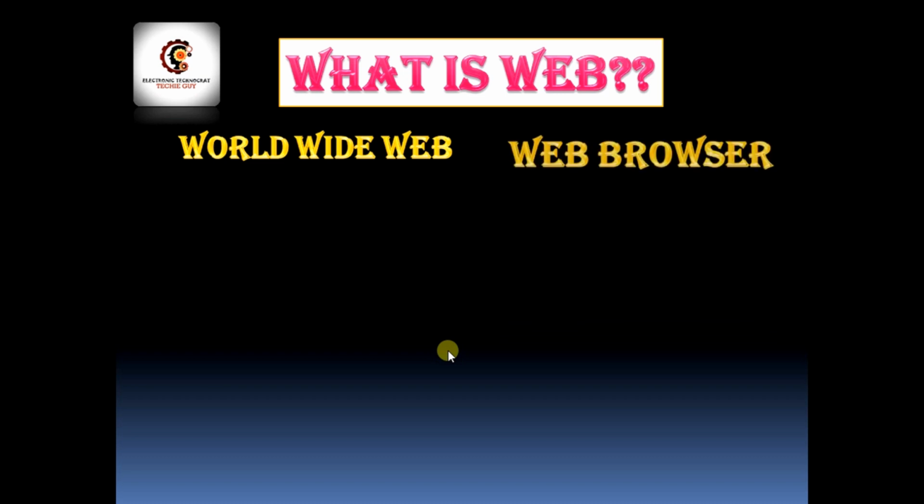The next word is web browser. Once you are connected to the internet, you can access and view websites using a type of application called a web browser. Can anyone tell me some examples of a web browser? That's correct. Google Chrome is a web browser, Opera is a web browser, Mozilla Firefox is a web browser, Internet Explorer is a web browser. Through these web browsers, we can access different websites.